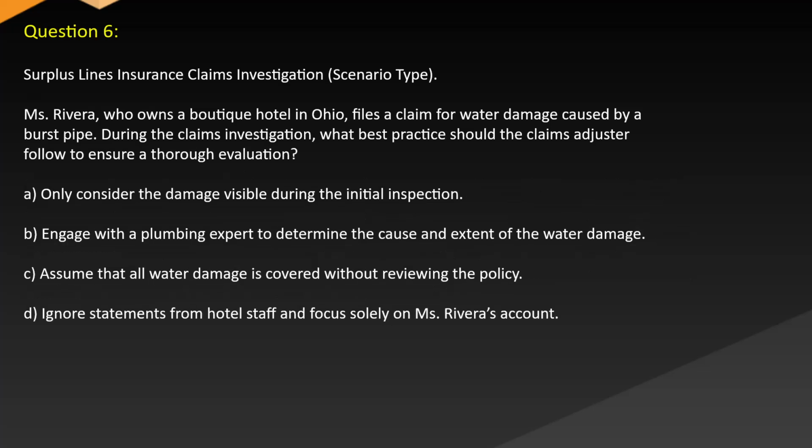Question 6. Surplus lines insurance claims investigation, scenario type. Ms. Rivera, who owns a boutique hotel in Ohio, files a claim for water damage caused by a burst pipe. During the claims investigation, what best practice should the claims adjuster follow to ensure a thorough evaluation? A. Only consider the damage visible during the initial inspection. B. Engage with a plumbing expert to determine the cause and extent of the water damage. C. Assume that all water damage is covered without reviewing the policy. D. Ignore statements from hotel staff and focus solely on Ms.